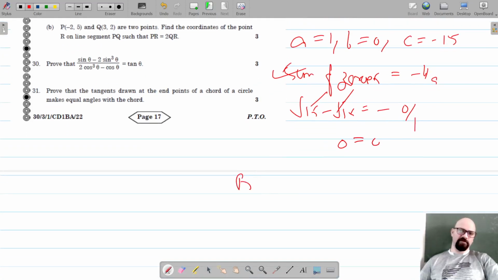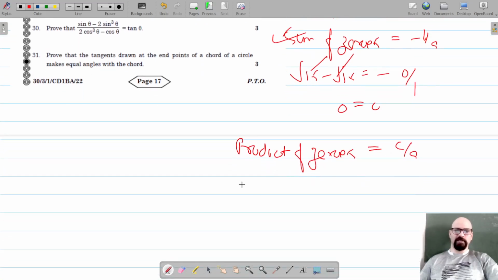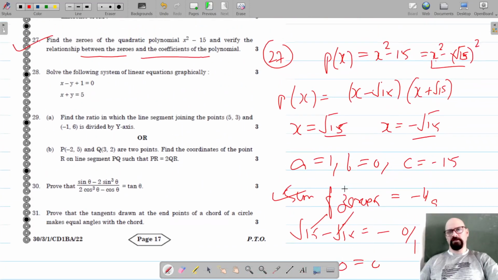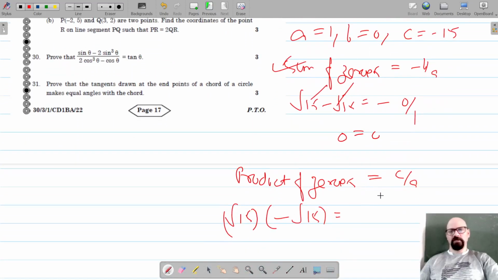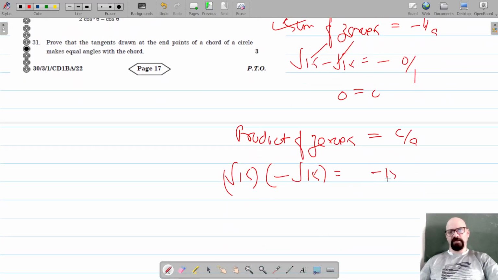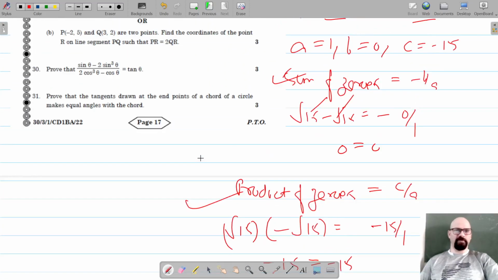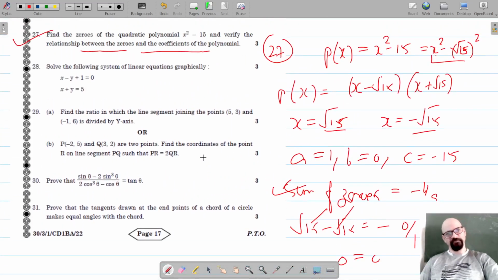The second relationship says that the product of zeros should be equal to C by A. The zeros are root 15 and negative root 15, so the product is negative 15. C is negative 15 and A is 1, so C by A is negative 15. So this relationship is verified, and hence the relationship is verified.